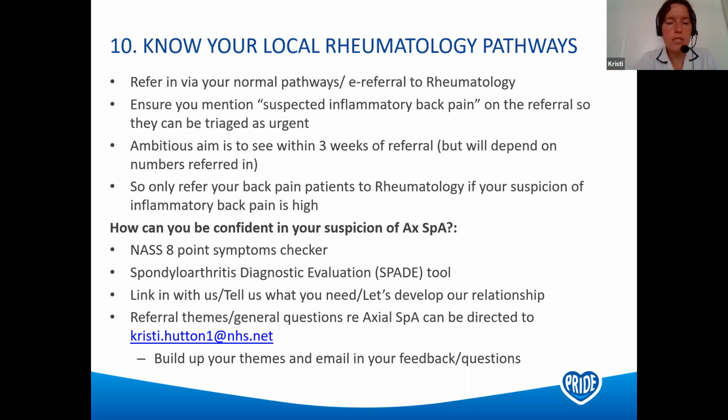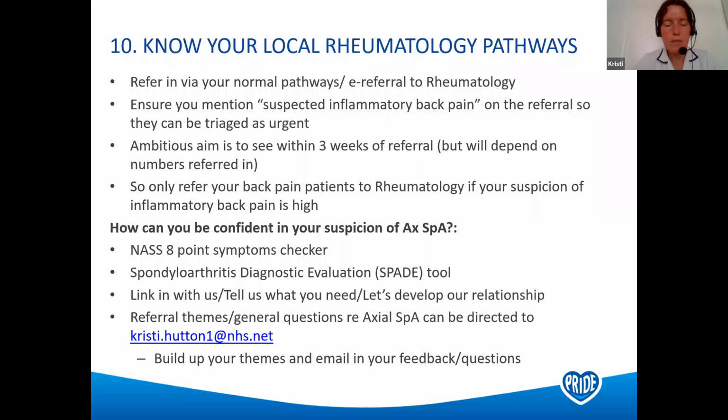Make sure that you mention suspected inflammatory back pain on your referral, and then we'll triage these patients as more urgent. Our ambitious aim for axial SPA or query inflammatory back pain patients is to see them within 3 weeks of referral, but this really does depend on you doing the pre-screening. If you're sending in people where your suspicion isn't that high, then we're going to get much higher numbers and struggle to meet our 3-week goal. So just refer in if you've got a really high index of suspicion of inflammatory back pain. Otherwise, your back pain patients need to go somewhere else.